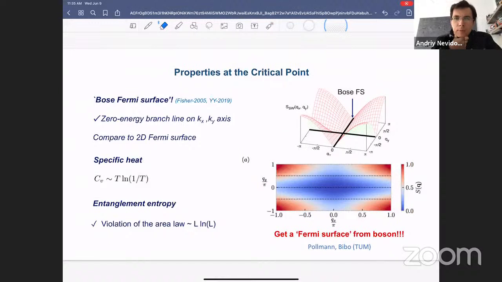Yizhi, sorry, this is Andrei Nevedomsky. I think I've missed this point. Could you repeat again, how does the boson Fermi surface appear? In other words, why is the boson gapless along this direction, Qx equals zero for arbitrary Qy?